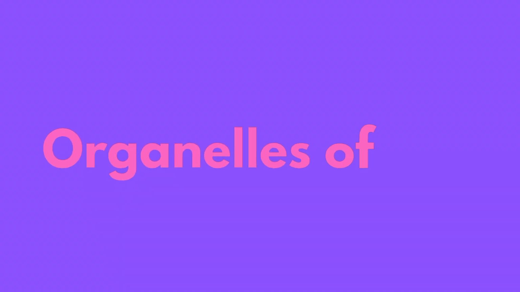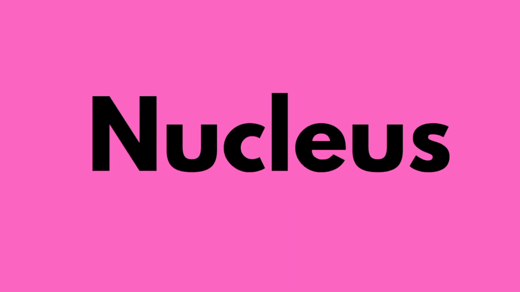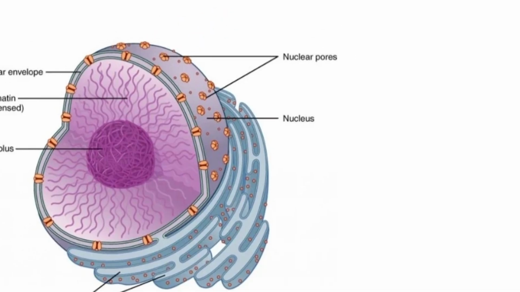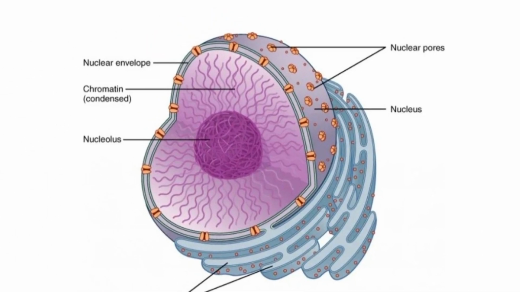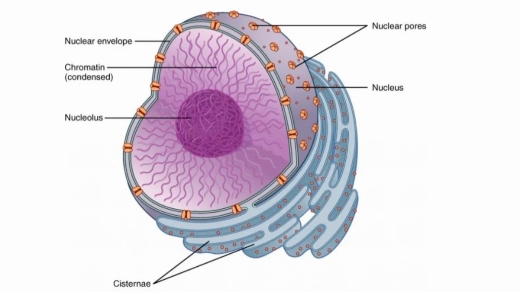Now, let's start exploring the different organelles found in a cell. We'll begin with the nucleus. The nucleus is the control center of the cell, containing most of the cell's genetic material in the form of DNA. It's like the brain of the cell, directing all the cellular activities.